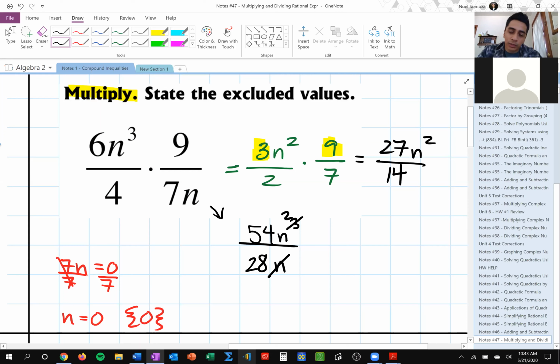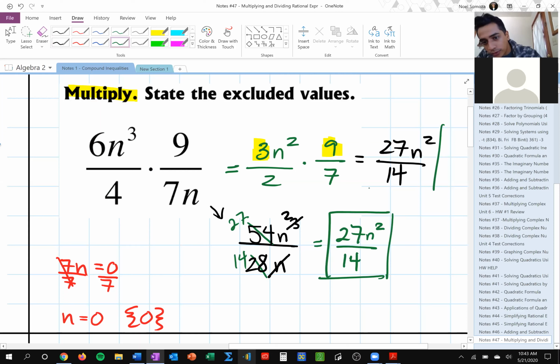But then you have to look for what numbers can divide 54 and 28. You might think, at least 2 can divide those. So if you divide the top by 2, you're left with 27. You divide the bottom by 2, you're left with 14. Ultimately, you're still going to get the same final expression. This is the most simplified form, which is the same thing that we got here. So that's 2 different ways to approach it.